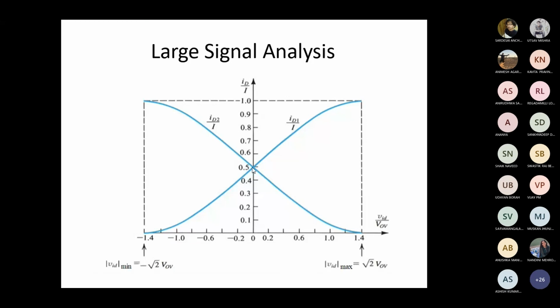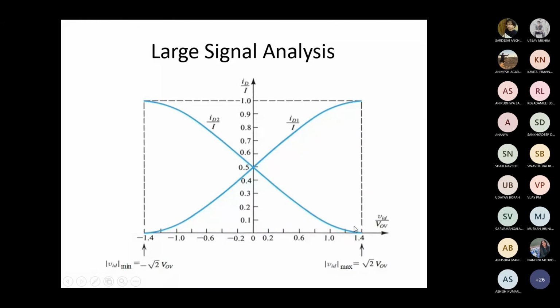Now I'm going to vary VID over the positive range. When VID is positive, this is the value of ID1 by I, normalized with respect to I. The ID1, the drain current of the Q1 MOS transistor, increases. At the same time, ID2 by I decreases in order to compensate for the total current. If you add both these currents at any point, it will be equal to the total current I. So when ID1 increases, ID2 decreases at the same time.